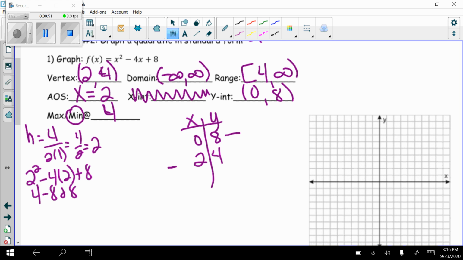So I ask myself, this was my vertex at 2. What did I have to do to a 2 to get to 0? Okay? I had to go back 2 units. So the symmetrical side, on the other side of the vertex, I would have to go forward 2 units. So 2 plus 2 gets me 4. I know my y value is still 8. So these are the 3 points that I can plot. So 2, 1, 2, 3, 4. Here's my vertex.